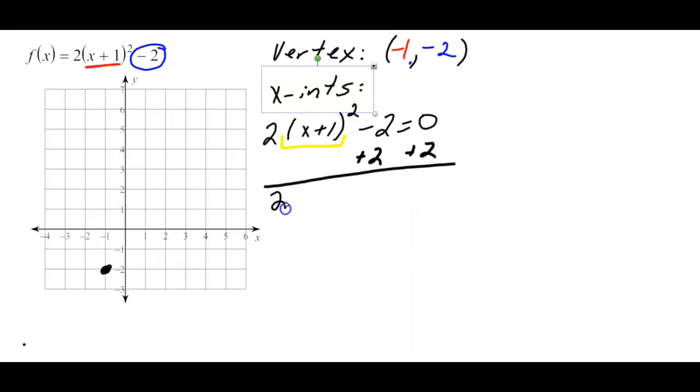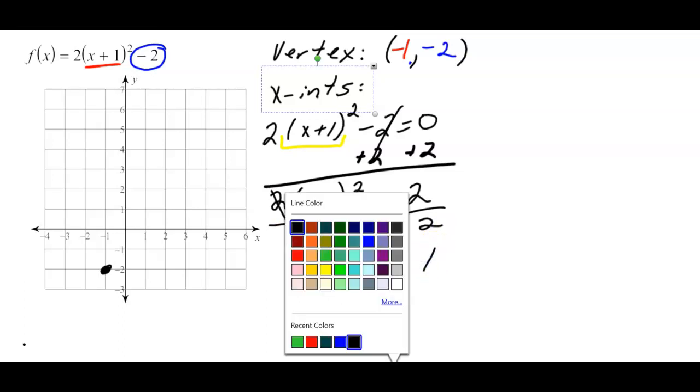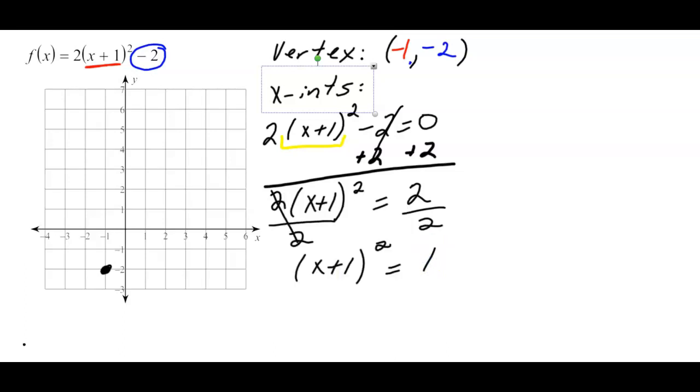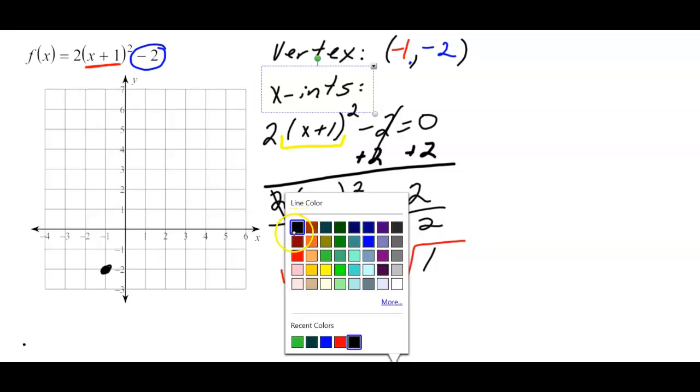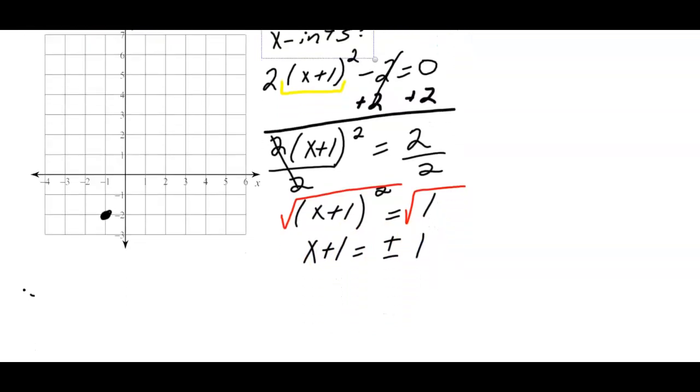So we end up with 2 times the quantity x plus 1 squared. These are going to cancel, equals 2. Divide both sides by 2. Now we have that quantity isolated. Now we can go ahead and take the square root of both sides. So that just leaves me with x plus 1 over here equals, don't forget, plus or minus. So plus or minus 1.